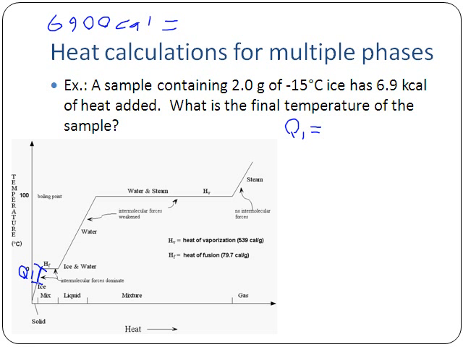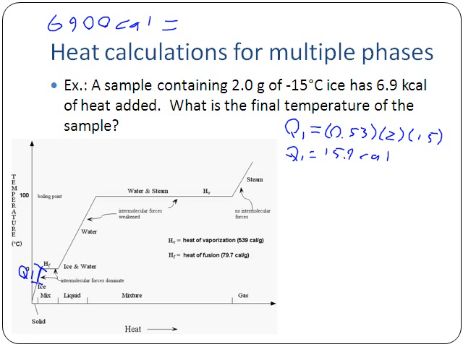And so here we use Q1 equals Cm delta T. In this case, C, because this is ice, is, if you look on your color sheet, 0.53, times the mass, which is 2, times delta T, which we said we're going from negative 15 to 0, so that's just 15. If you get out your calculators, it's 0.53 times 2 times 15. When you do that, you get 15.9. And so I get that Q1 is equal to 15.9 calories.